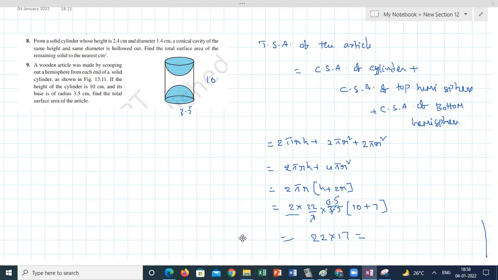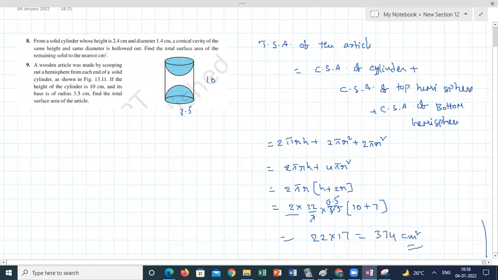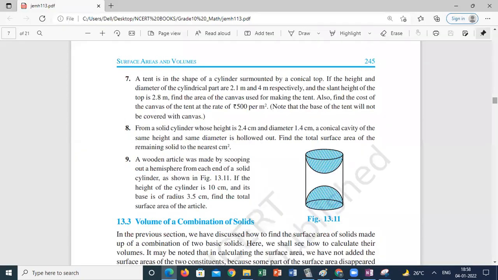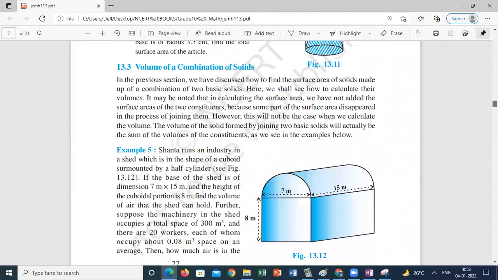Vaishnavi, Harita, anyone? Aditi? Sir, 374 centimeters square. 374 centimeter square. It's a very simple question. So with this question from the NCERT textbook, we completed the questions related to surface areas.